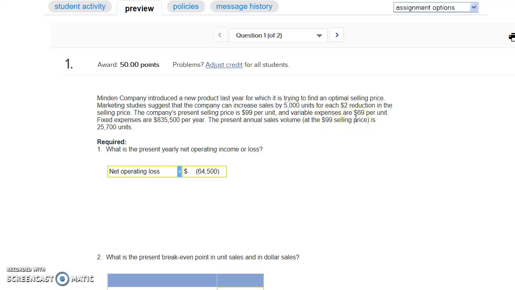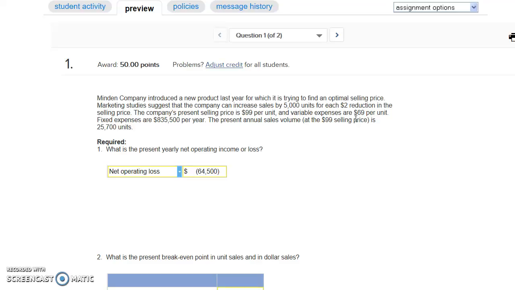So for example, let's just say we're a merchandiser. We're selling bicycles. So we buy our bicycle for $69. We turn around and sell it for $99. Our fixed expenses, which are those things that don't change regardless of how many we sell, might be rent, insurance, utilities, that sort of thing. Those for the year are $835.